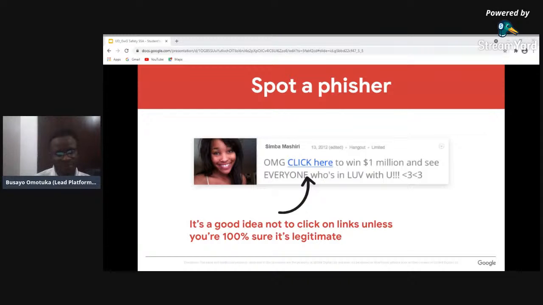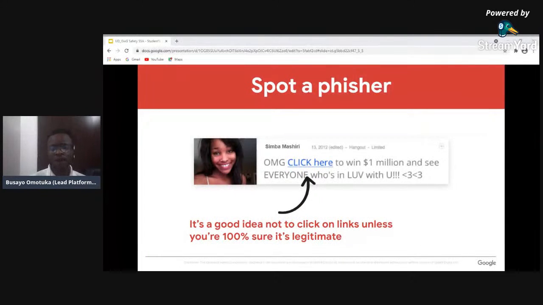We can see the part of it that is blue, right? So it's actually a link. It's a good idea not to click on the link unless you're 100% sure it is legitimate. If you're not sure a link is legitimate, it is not advisable to click on it.